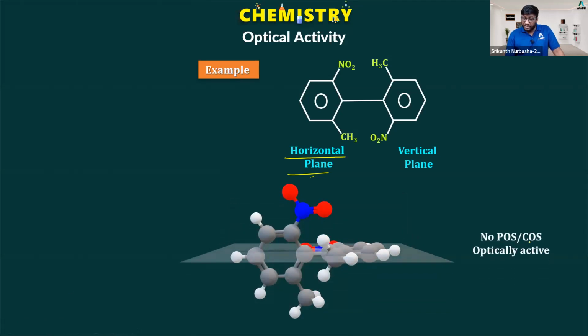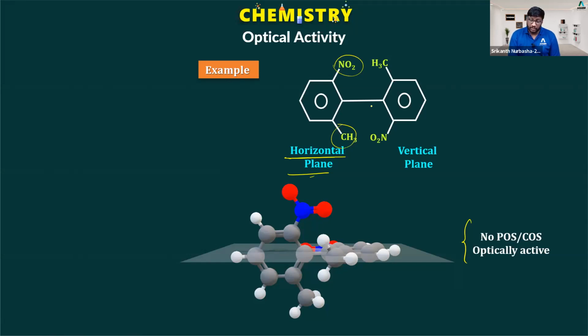So is there a plane of symmetry or center of symmetry present or not? Here, is there a plane of symmetry or center of symmetry? Whenever you consider any plane, there is no symmetry. Whenever all the ortho positions have been substituted, there is no plane of symmetry or center of symmetry, so they can be optically active. Under what condition? Under what condition? The two groups present on the ortho positions have to be different.